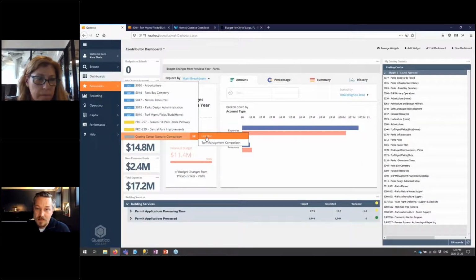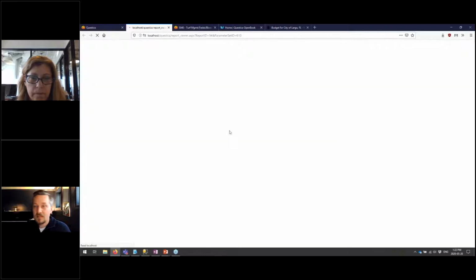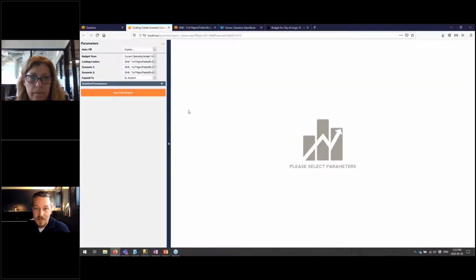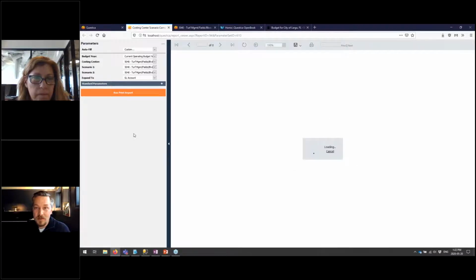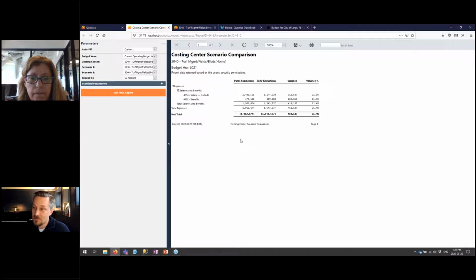And now we're getting into the kind of analytics that are in the micro, right? This is what an agency user working in a finance capacity might want to see, which is, just show me the wall of numbers. And what kind of reduction have I got between my submission and my 2020 reductions? And it looks like just over 20% has been saved on this individual costing center.